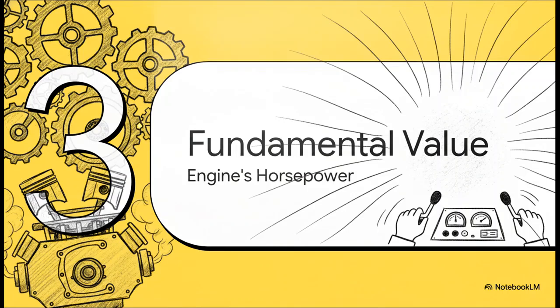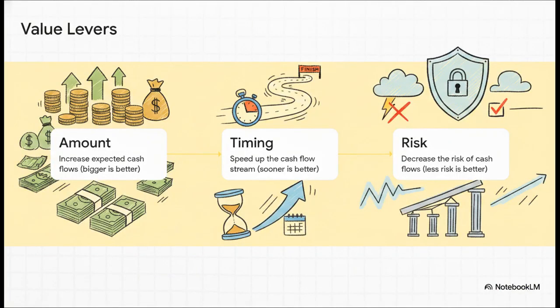Okay, Section 3, calculating fundamental value. Let's measure the engine's horsepower. So the crucial point is, how do managers actually pull the levers down in the engine room to get us to that destination? Mechanically speaking, they really only have 3 options to increase fundamental value. First is the amount. They can increase expected cash flows. Bigger is obviously better here.